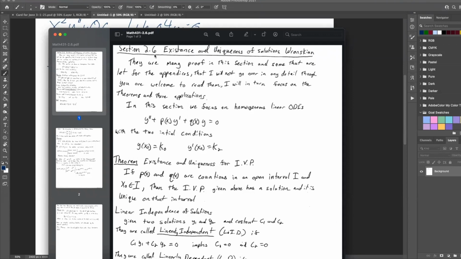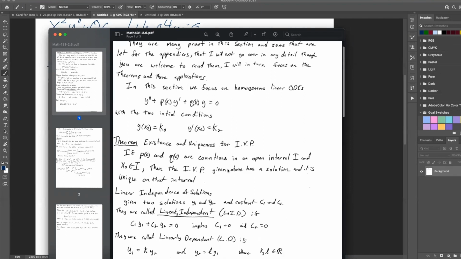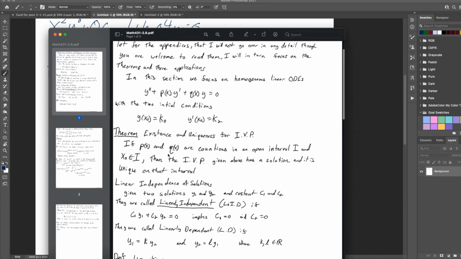But this isn't the math course. This is the engineering course. So basically it boils down to, what do we care about? In this section, we're focusing on homogeneous linear ODEs, and we want to know if a solution exists and is unique for an initial value problem. All you need to care about is that P of x and Q of x are continuous on an open interval I, and that the open interval contains your initial condition. So as long as both are continuous, you're fine.